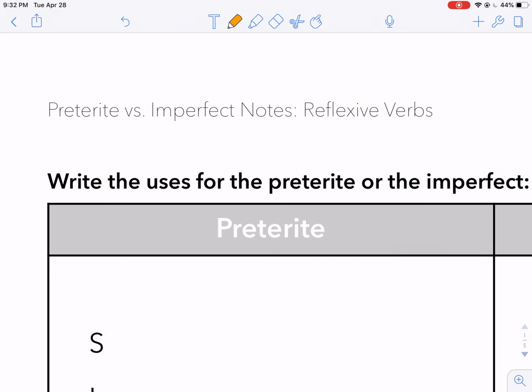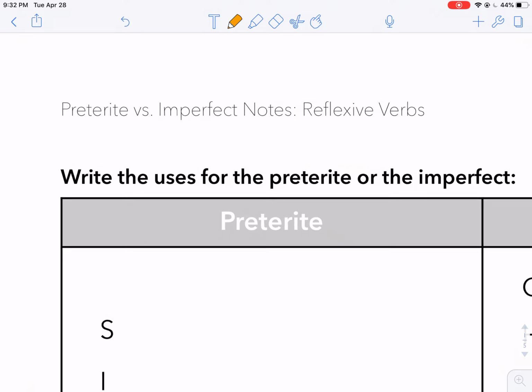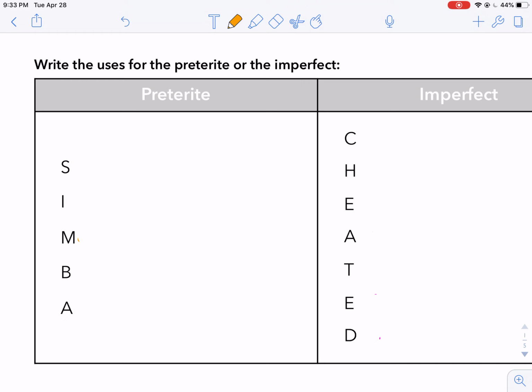Hola a todos! Today we will be looking at the preterite and the imperfect, this time through the lens of reflexive verbs. Before we jump in, let's go ahead and review the difference between the preterite and the imperfect by looking at their uses. So we use the preterite for when we want to convey actions that are completed. They have a clear ending, a clear start.